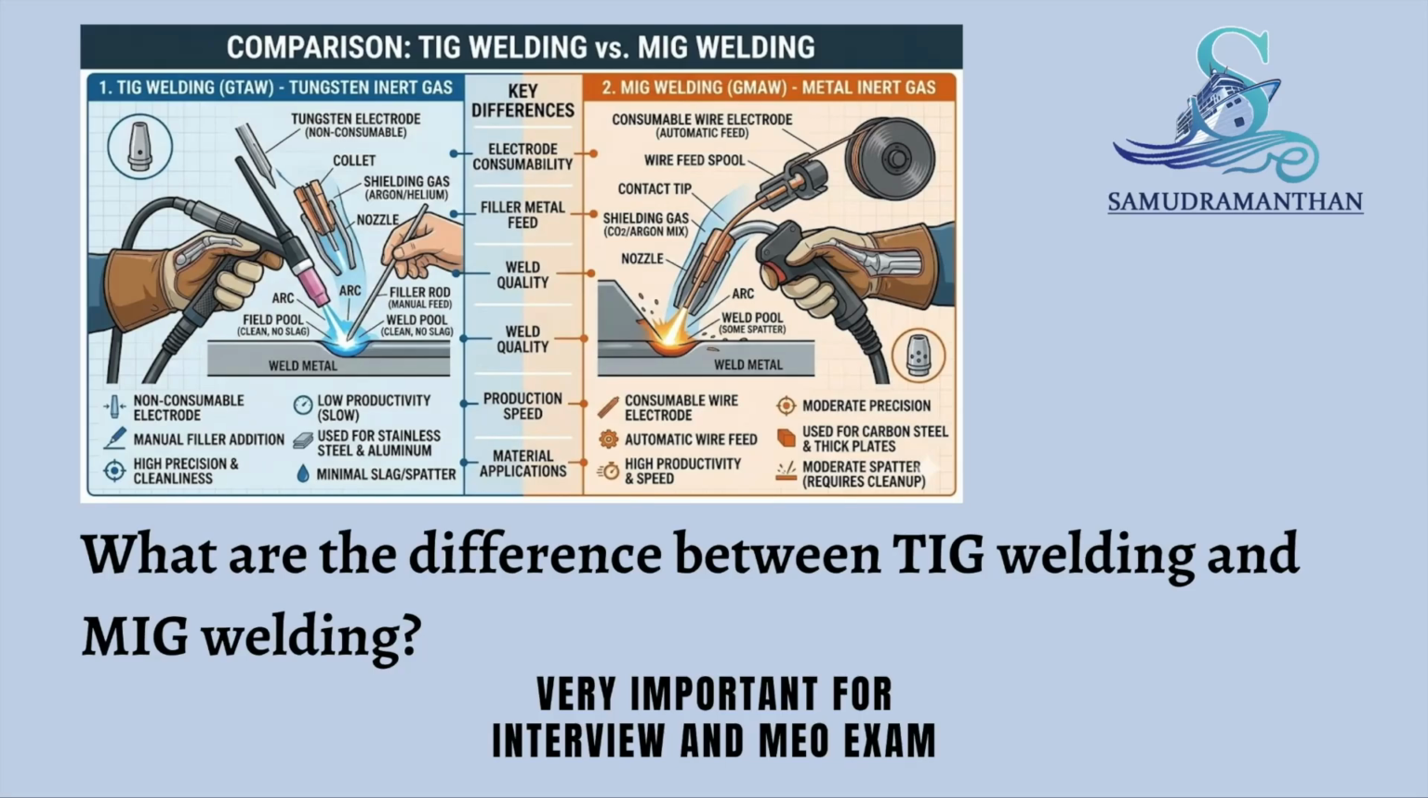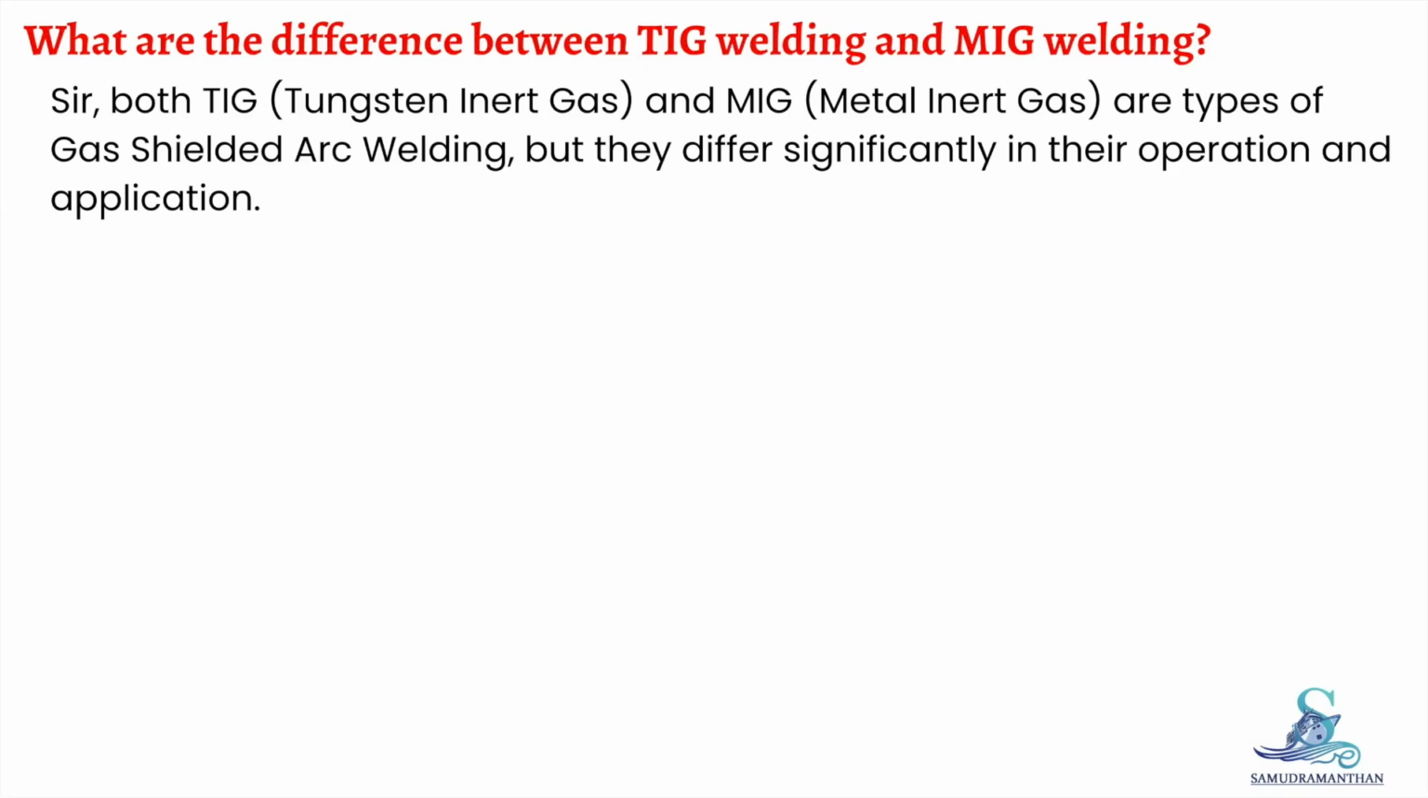What are the differences between TIG welding and MIG welding? Sir, both TIG, tungsten inert gas, and MIG, metal inert gas, are types of gas-shielded arc welding, but they differ significantly in their operation and application.